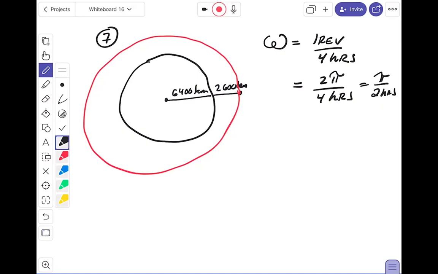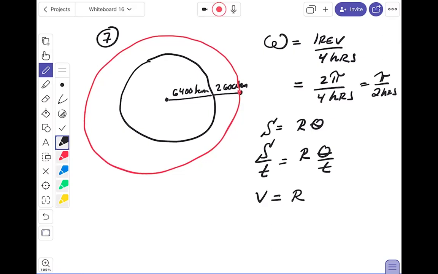All right. So then it says, what's the linear speed? Let's go through this. S equals r theta. I'm going to divide through by t. S over t equals r theta over t. S over t is velocity. I'm going to use the letter v for that, r. And theta over t is angular velocity or speed. All right. Now, what do I know?